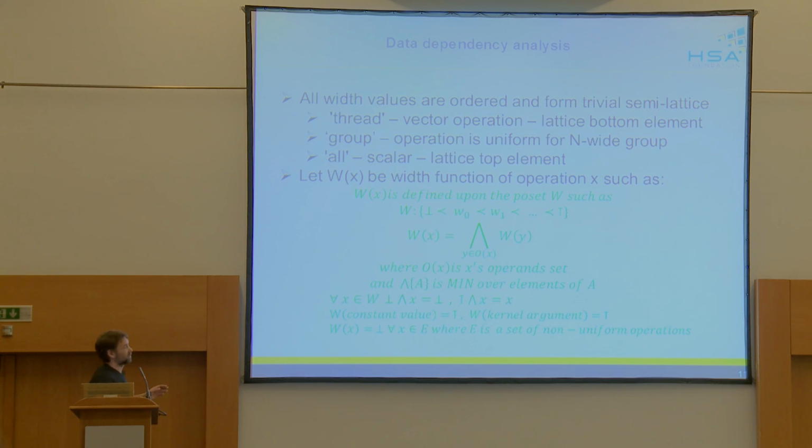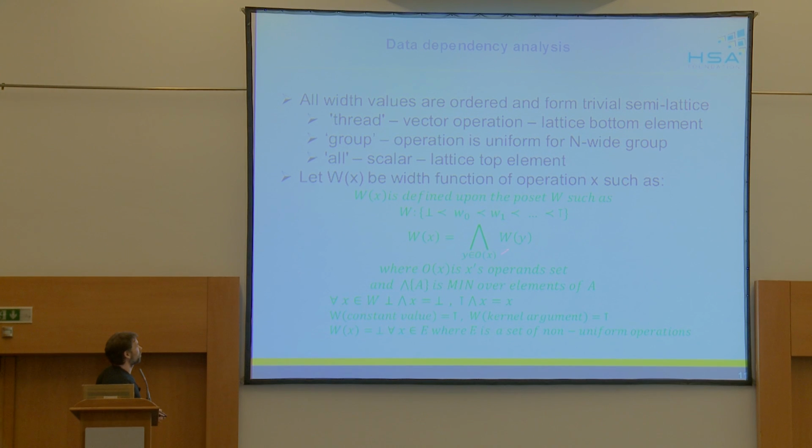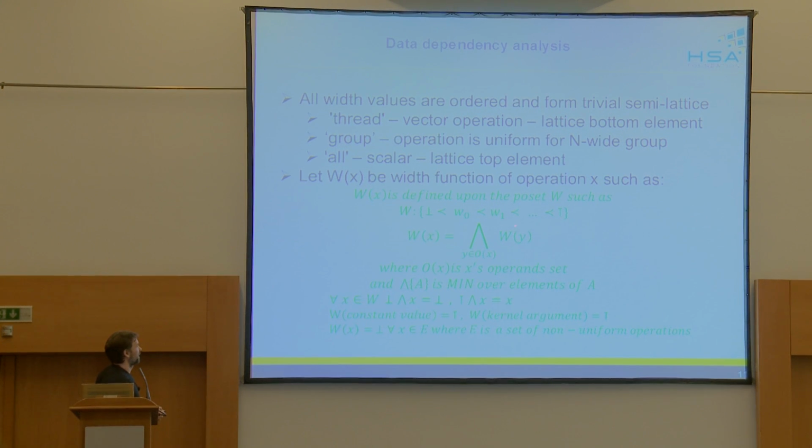Okay, this is just a formal description of the analysis. Really, we have a partially ordered set of three elements, a trivial semi-lattice. This partially ordered set is bounded. It has a bottom element, it has a top element, and we define the uniformity of an operation as the minimum over all its operands. Because the minimum function is monotonic, and the set is bounded and ordered, our iterative analysis is proven to reach a fixed point.